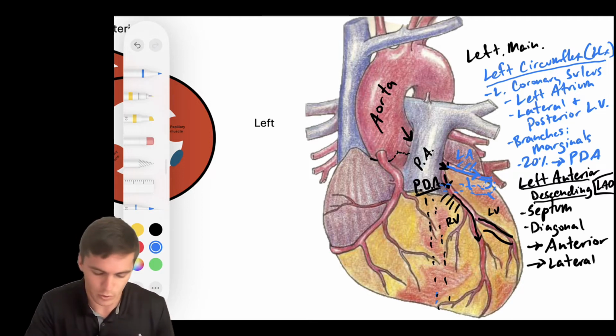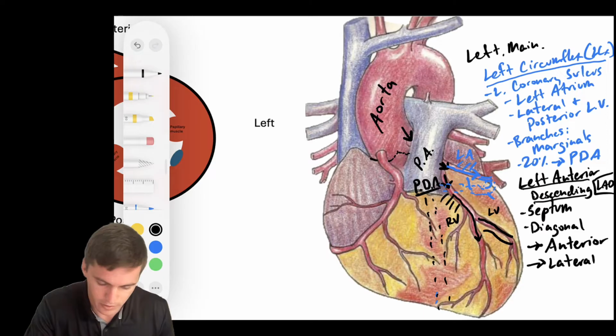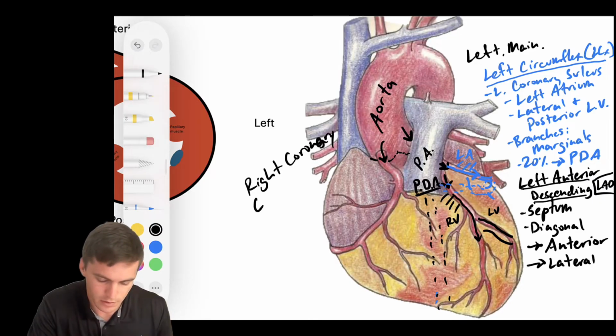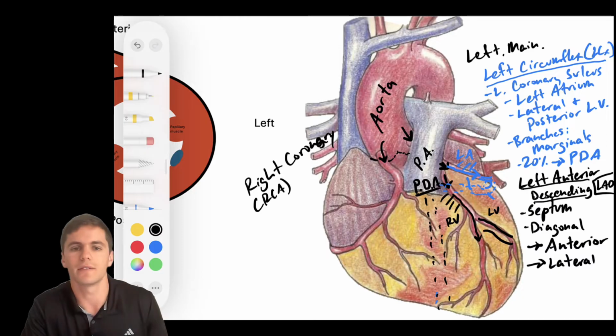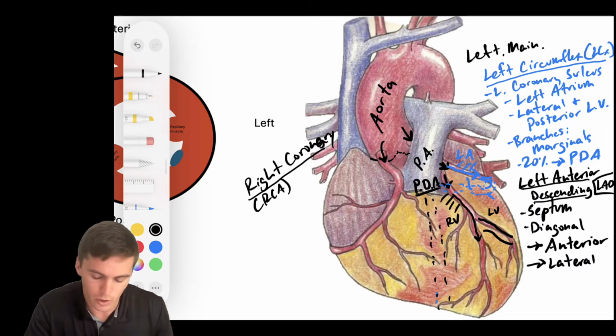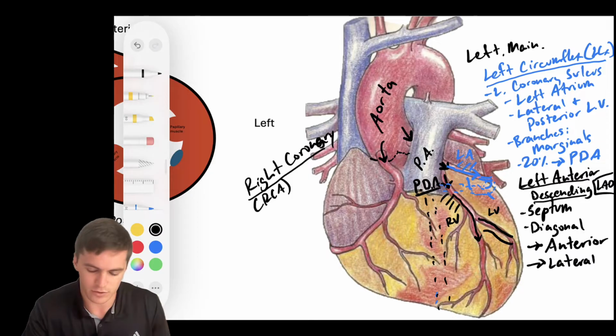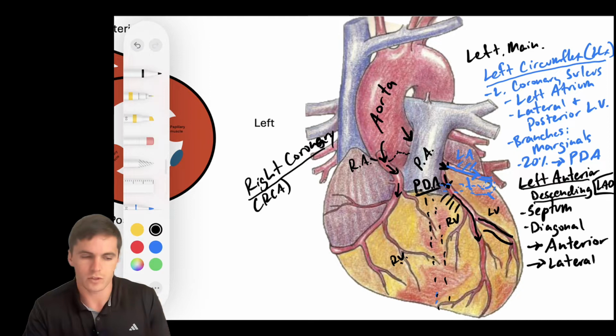And now we're going to transition to the right coronary artery. You see it branches off the aorta on the right side. Let's talk about the right coronary, which is labeled RCA. So if I call it RCA, that's what we're talking about. The right coronary artery is almost the opposite of the left circumflex. It runs in this groove between, you guessed it, the right atrium and the right ventricle. Sometimes we call this the right coronary sulcus, just like the left circumflex runs in the left coronary sulcus.